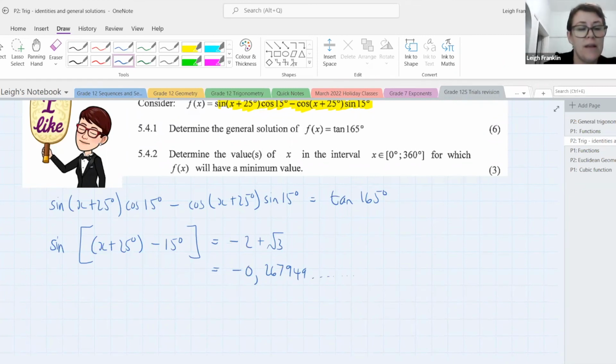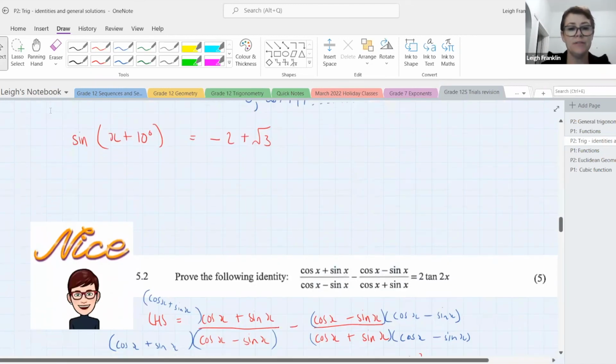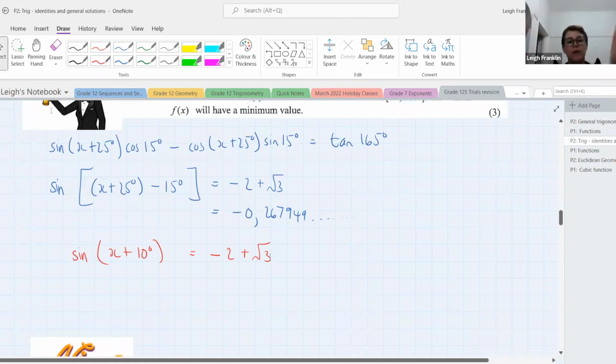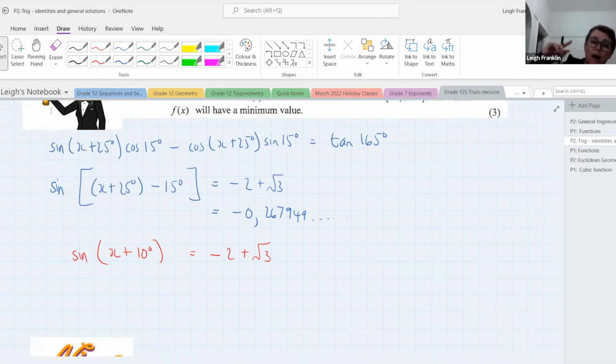And then on the left-hand side, we could write this as the sine of x plus 10, so 25 minus 15, which would be equal to -2 plus root 3. That means we've got the sine of an angle is a ratio. So now we're ready to find our PAA. Remember, we're not allowed to use the negative when we find our PAA. We have to work with a positive answer in order to get the PAA. So find the PAA, tell me what you get.